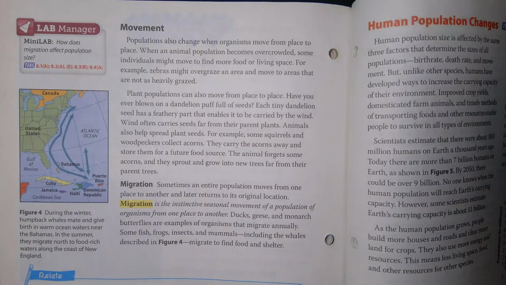Animals also help spread plant seeds. For example, some squirrels and woodpeckers collect acorns. They carry the acorns away and store them for a future food source. The animal forgets some acorns and they sprout and grow into new trees far from their parent tree.